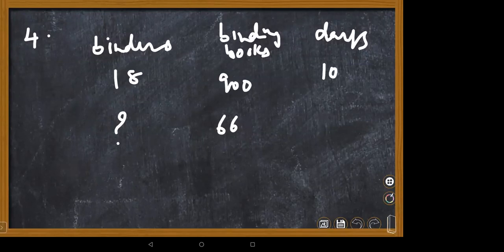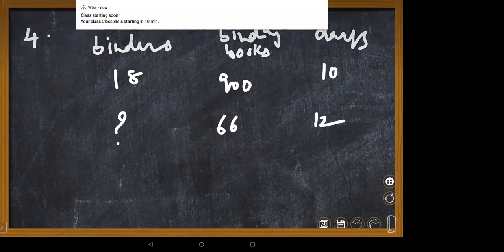But here, what we are doing is wrong, children. We can't do it in that way. We can again take one binder, one day. What is the capability? So the number of days here, how many books can one binder bind? So 18 binders, 900 books.